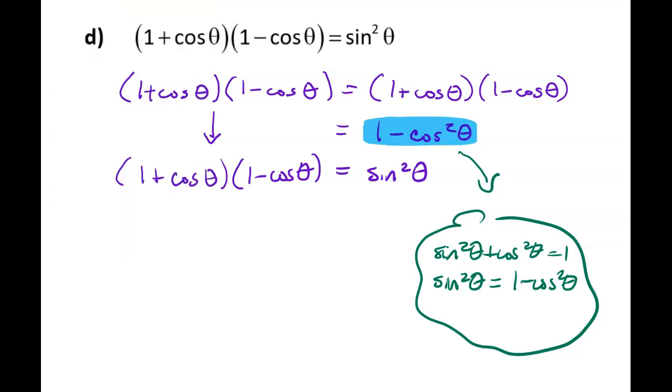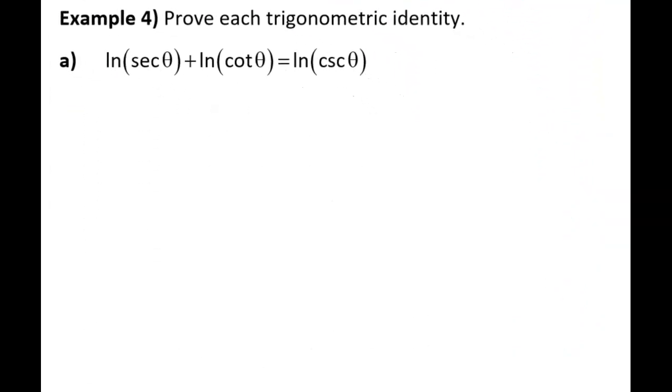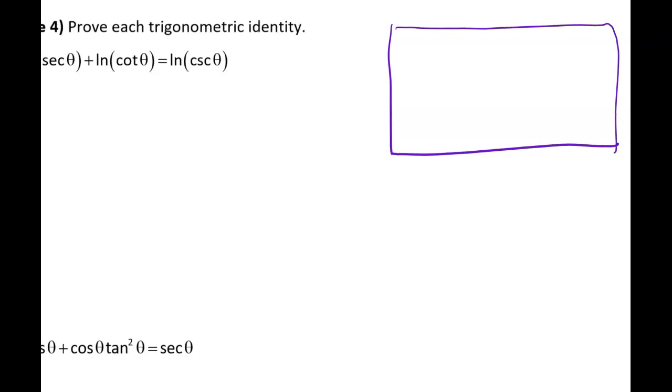All right, let's move on to a couple more examples. We're going to prove a trig identity that has some natural logs in it. Let's remember some things about natural logs that we would be expected to know. There are 3 properties that you should really know about natural logs. Number 1, if we have an expression like x times the natural log of a, that's equal to the natural log of a raised to the x power.